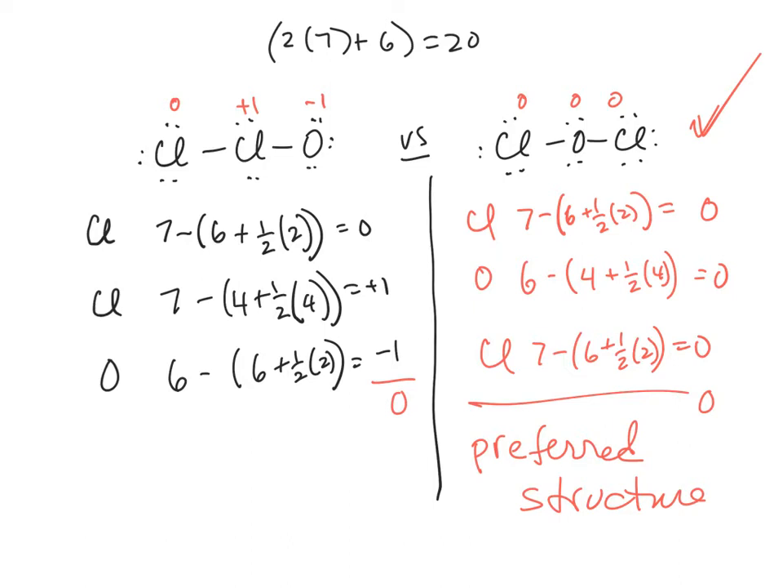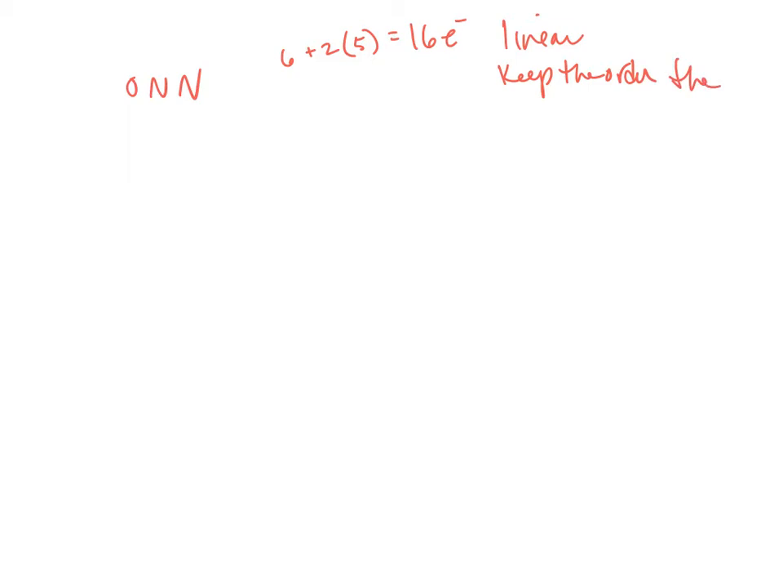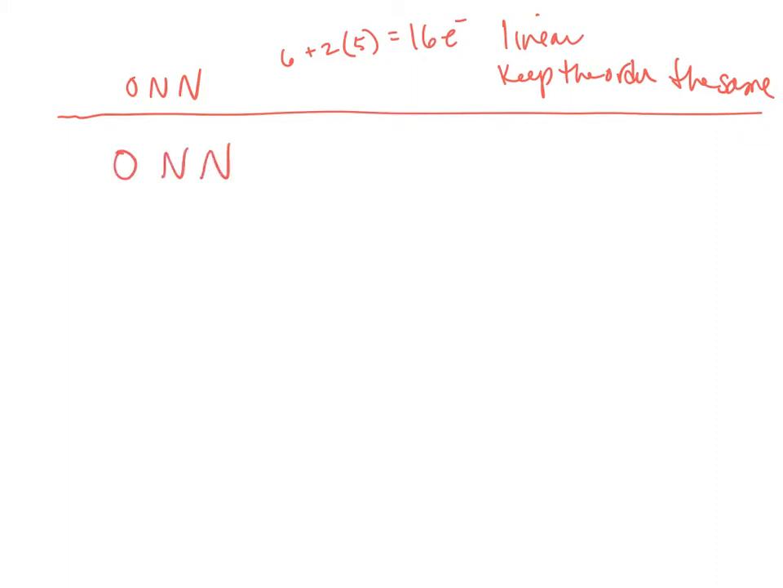Okay, and then the next one is ONN. And this one can have 3 structures. You have 6 from the oxygen plus 2 times 5 for nitrogen, so it's 16 electrons total. You would be given that it's a linear molecule, and you want to keep the order of the atoms the same. Okay, so we got that, and there's 3 possibilities: ONN, ONN, and ONN.